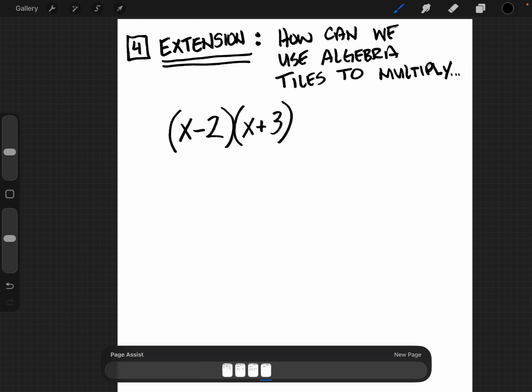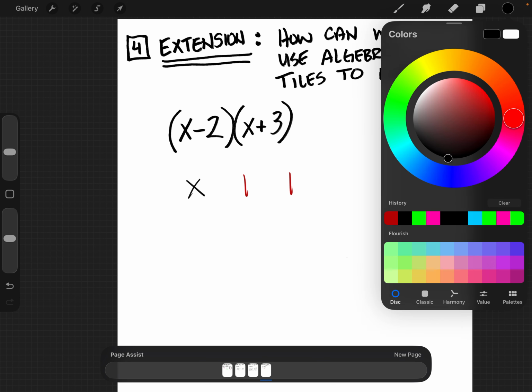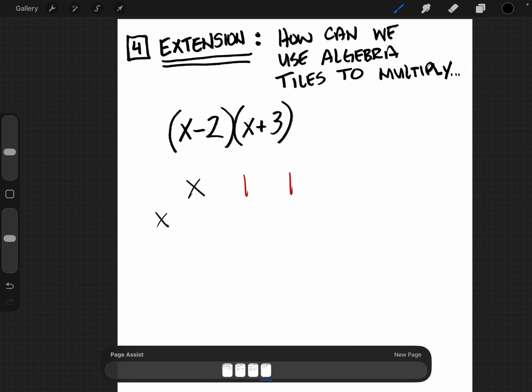x minus 2 we'll put on the grid. We have x, which is represented by x, and our minus 1s, I'll represent with red. So minus 1 and minus 1. That's x minus 2. Lengthwise, we'll have x plus 3 in the traditional order, so 1, 2, 3.